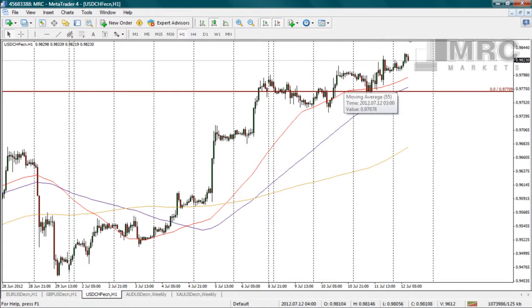And also, this is the 1 hour chart, you've got the 55 hour moving averages there. But in terms of levels, 0.9770 will be the main zone of support if we get any sell off on Dollar Swiss.